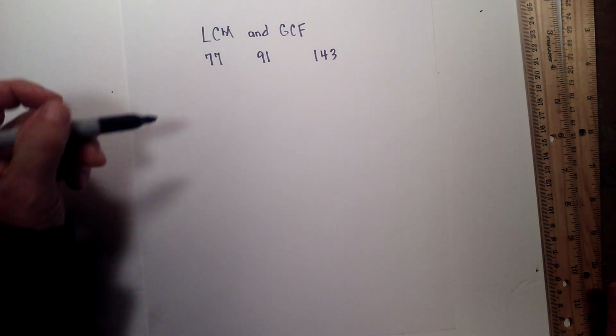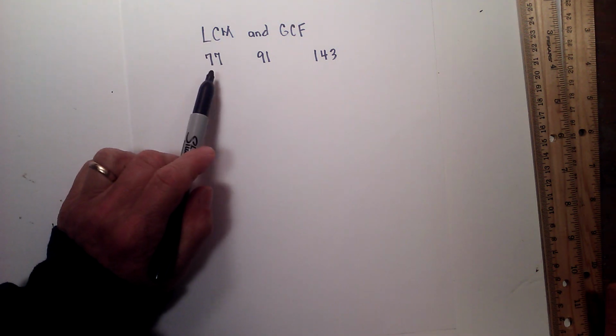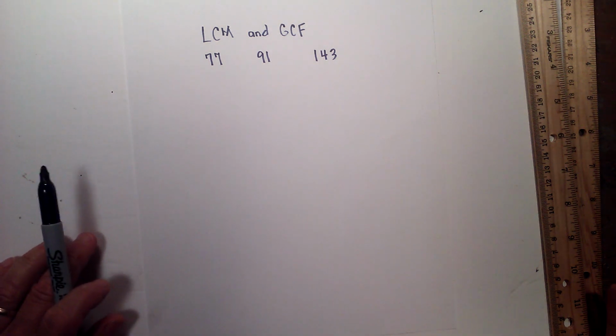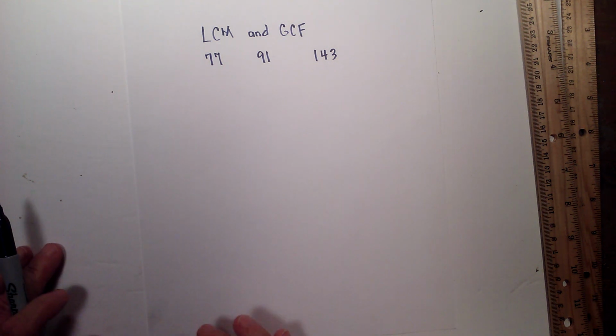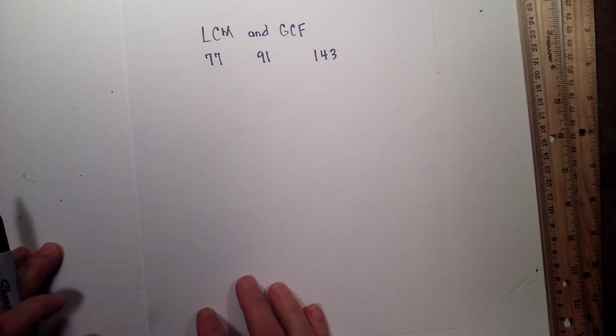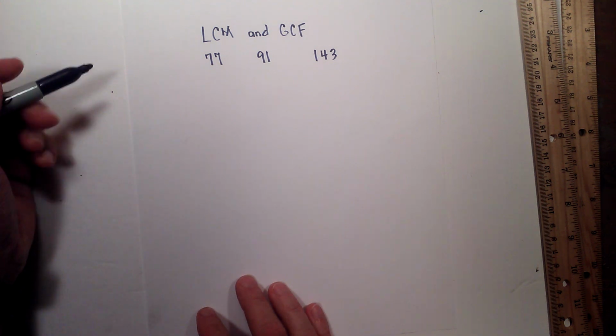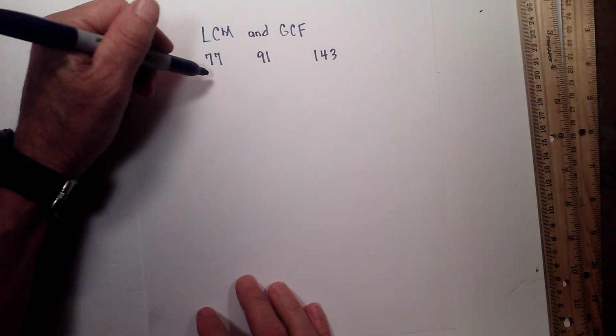Science and finding the LCM and GCF of 77, 91, and 143. And this will help. You can use this technique for any numbers, 2, 3, 4, 5. I like to use a factor tree. So let's get started with 77.